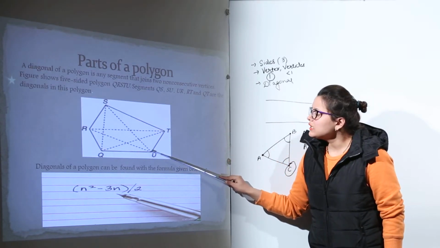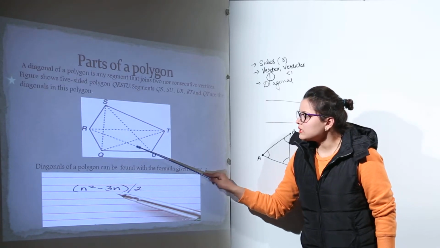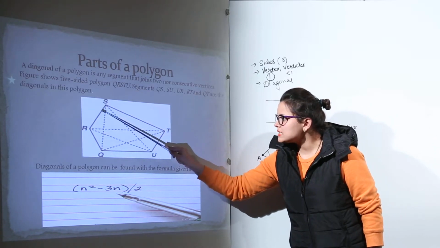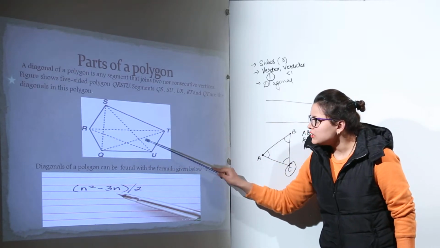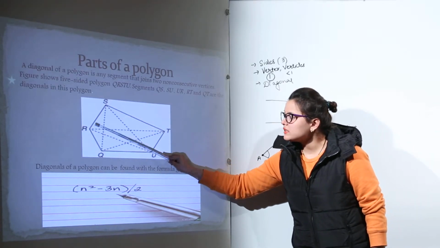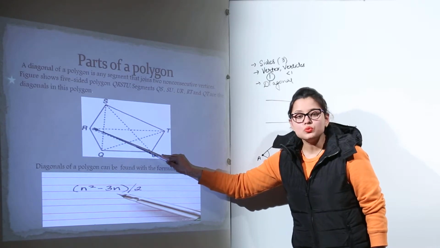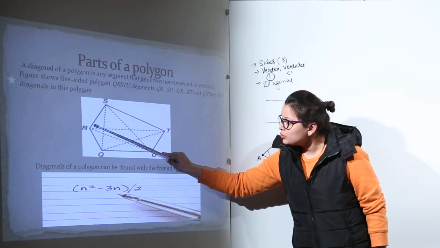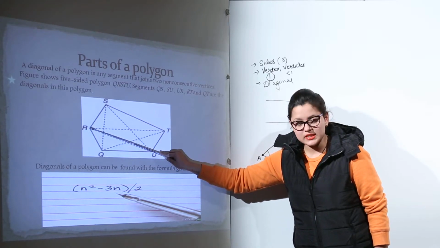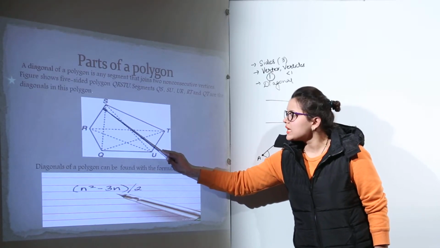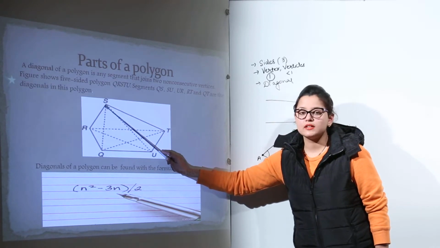So what we have done, we have made line segments joining U with R, named RU, and U with S, named US. Now you can see these are the two line segments. These two line segments are joining two non-consecutive vertices. R and U are non-consecutive vertices. Similarly, S and U are non-consecutive vertices.